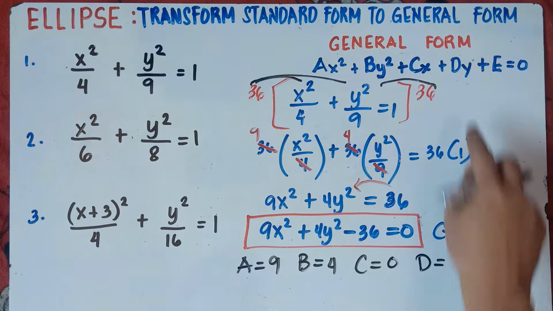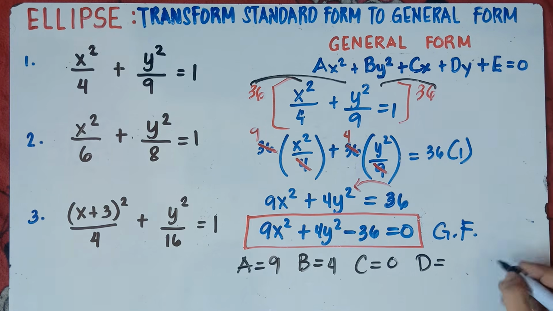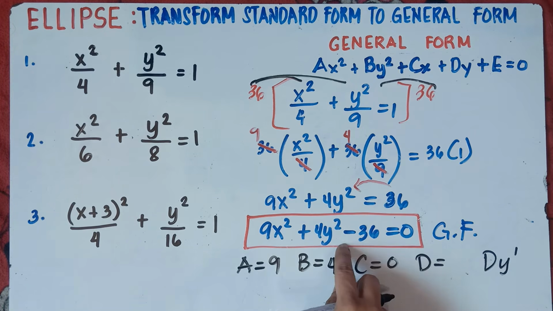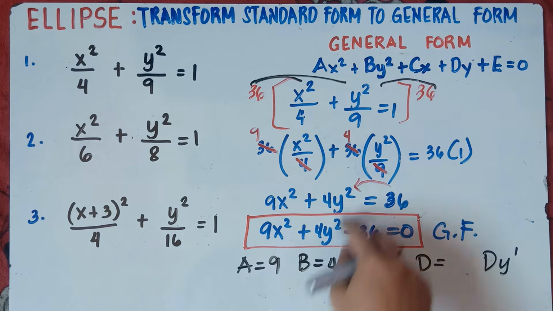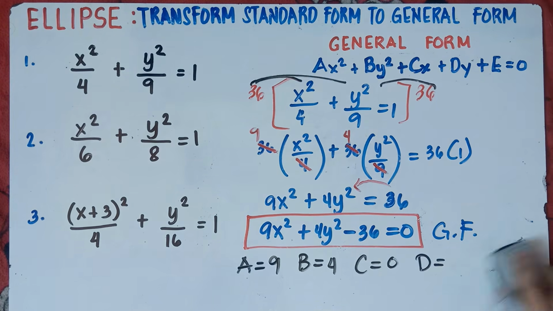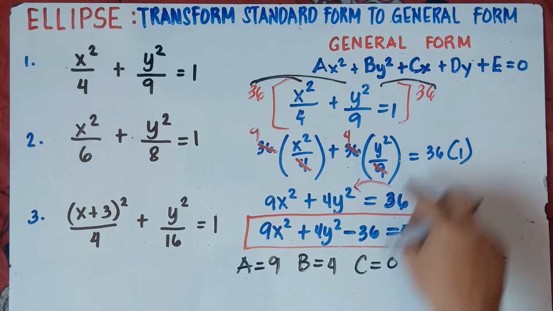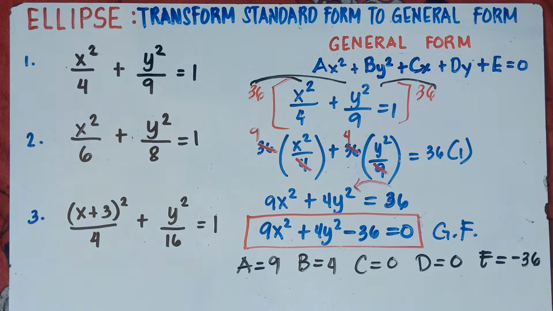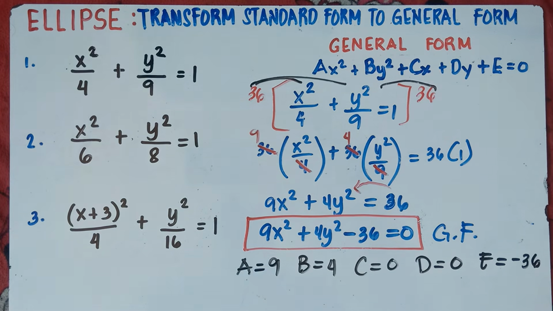And our D is beside y with the exponent of 1. Do we have it here? Nope, we only have y squared, which is beside B. So our D, we don't have it here. An example for D, class, would be 6y, where the exponent of y is 1. But we don't have that in this equation, so our D is 0. And our E is the constant, class, the number alone. So E is negative 36. That's it, class. That's the answer for number 1. All set for number 1.